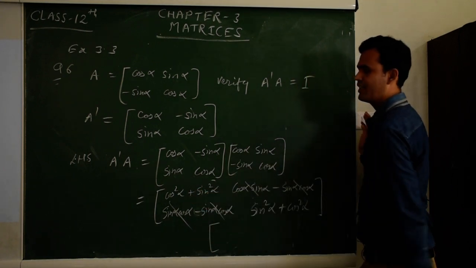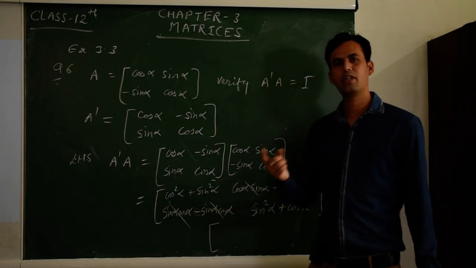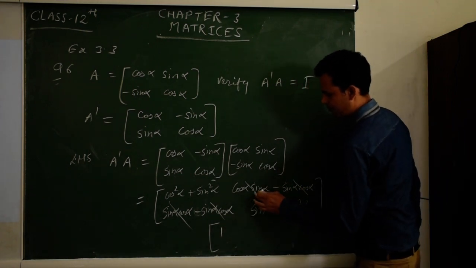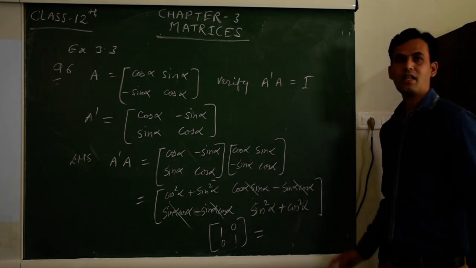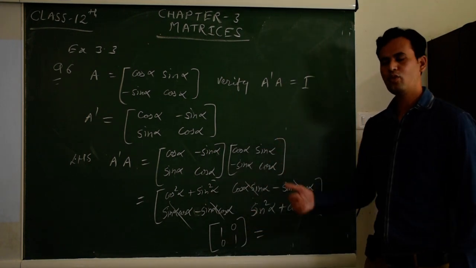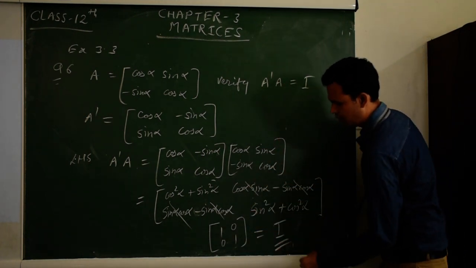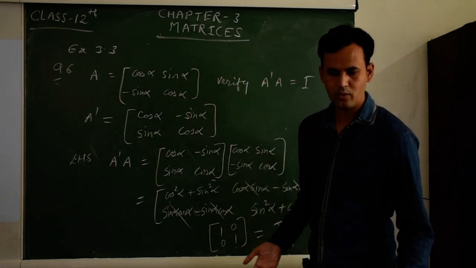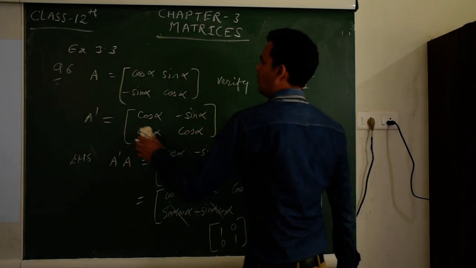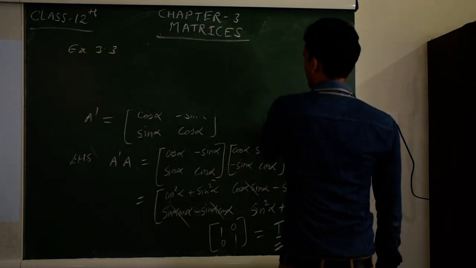We know that cos square alpha plus sin square alpha equals 1. So 1, 0, 0 and 1, and 1, 0, 0, 1 is the identity matrix of order 2. So we write it as I. LHS equals RHS. Question number 6 complete. Now next question.